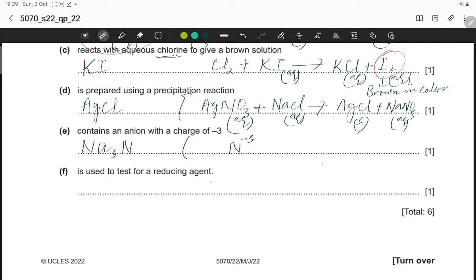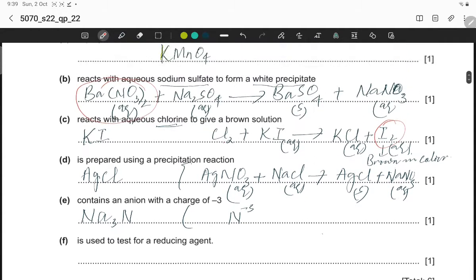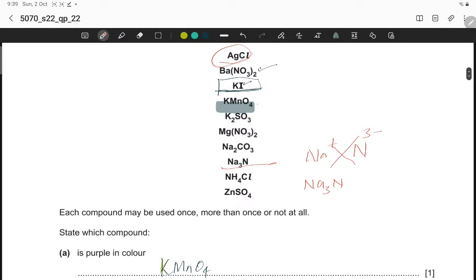Is used to test for reducing agent. Oxidizing agent is used to test for reducing agent, and if it is used to test for oxidizing agent, you must use reducing agent. Potassium manganate is an oxidizing agent. This is an oxidizing agent in the list, and this is the reducing agent in the list.